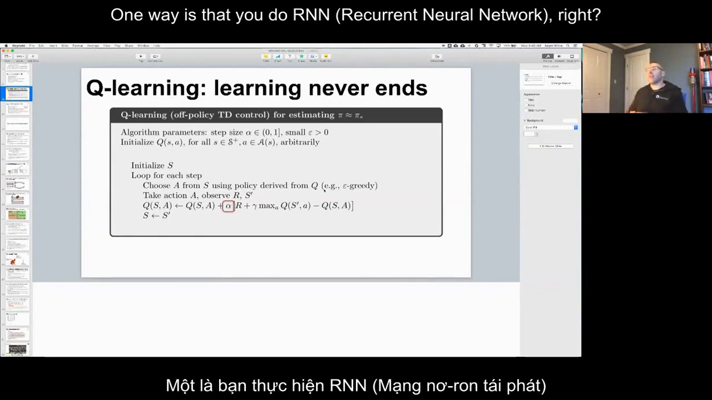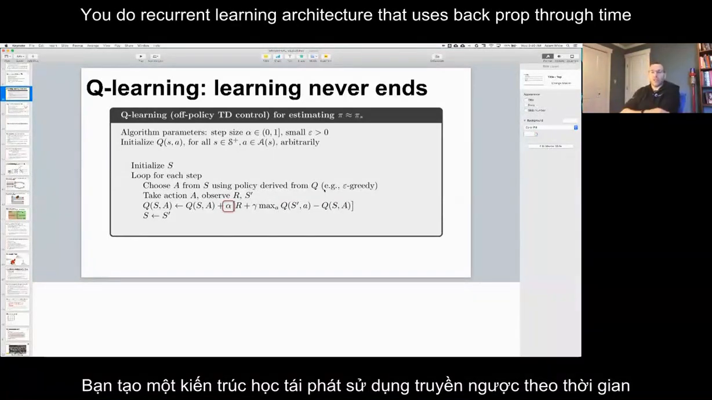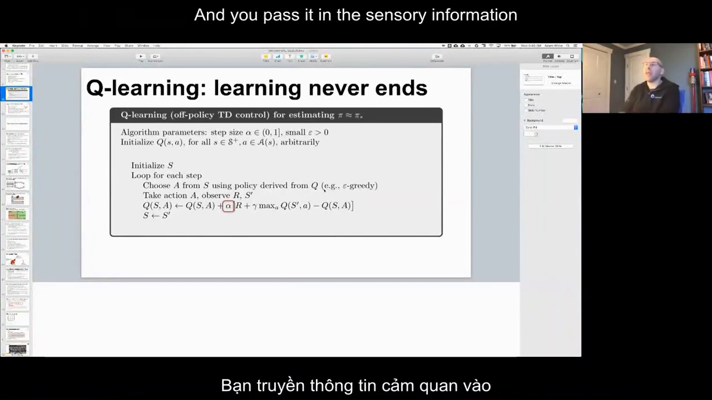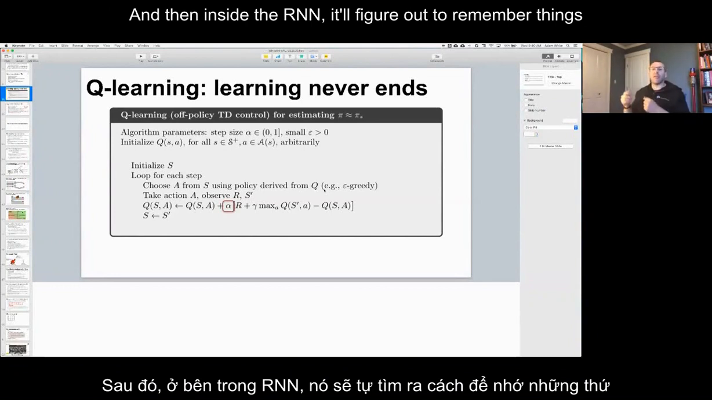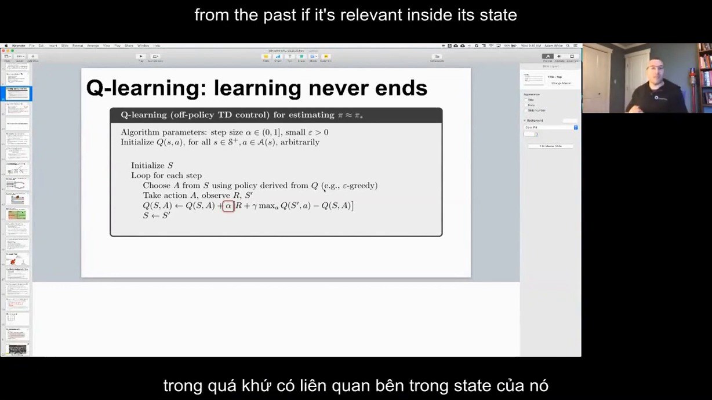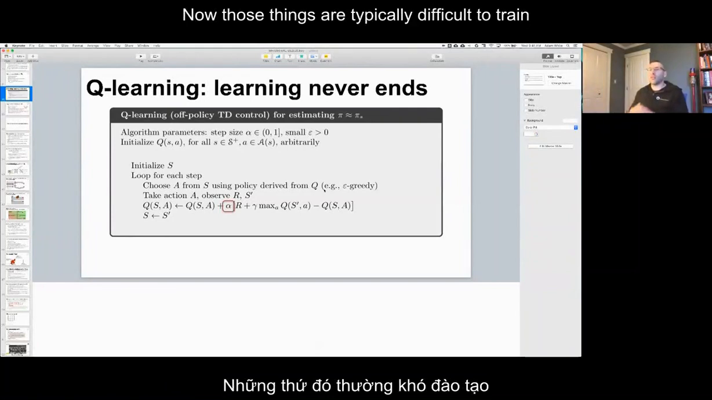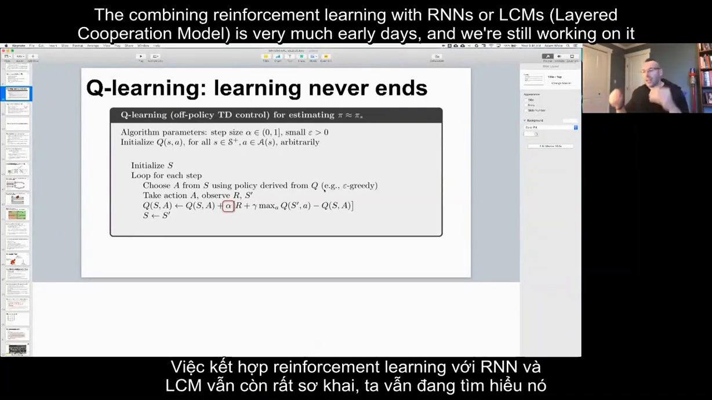One way is that you do an RNN, right? You do a recurrent learning architecture that uses backprop through time, and you pass it the sensory information, and then inside the RNN, it'll figure out to remember things from the past if it's relevant inside its state. Now, those things are typically difficult to train, and combining reinforcement learning with RNNs or LSTMs is very much early days, and we're still working on it.